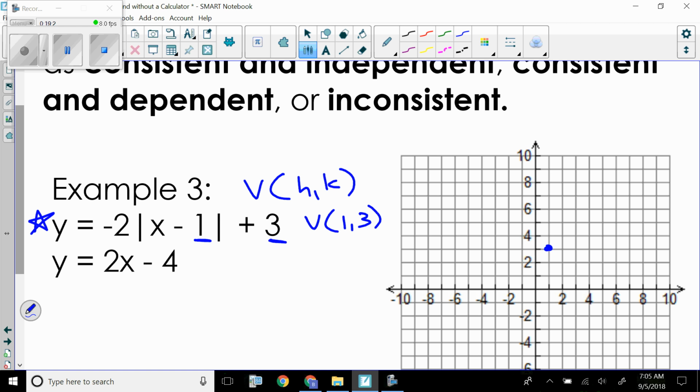Then I use my slope-ish. The slope-ish is this negative 2. I have to go right. So I have to go down 1, 2, and then to the right one. Down 1, 2, and then to the right. Now I can draw that side of it.